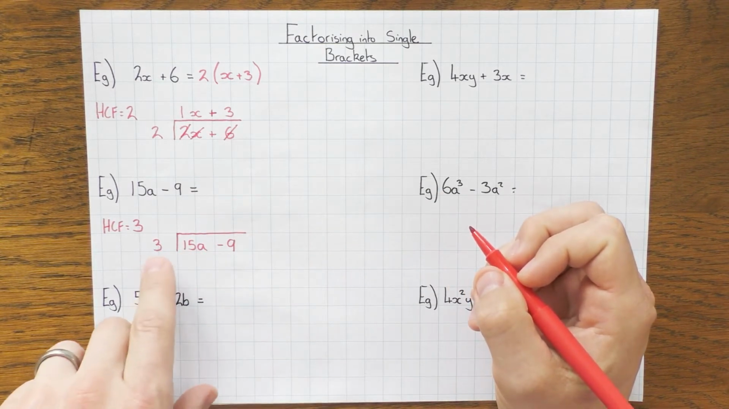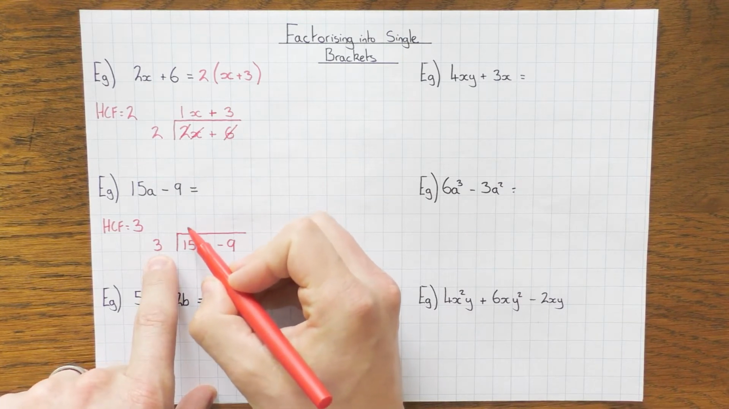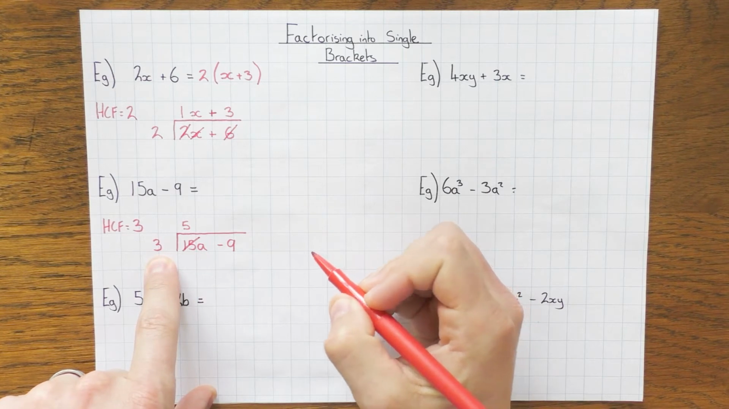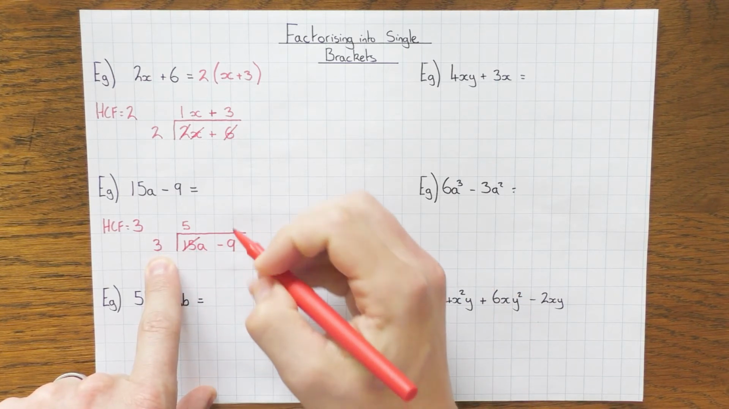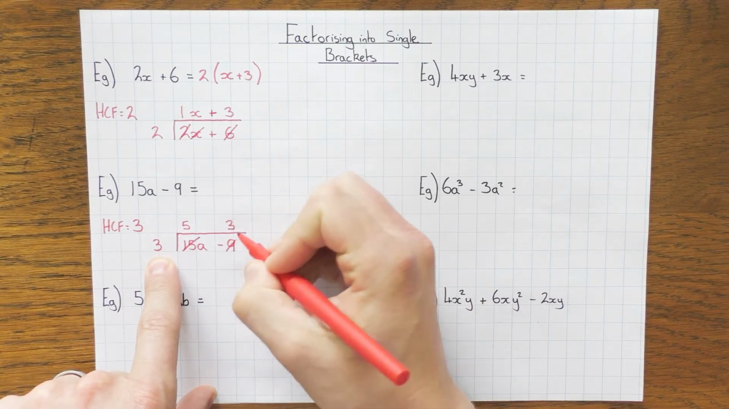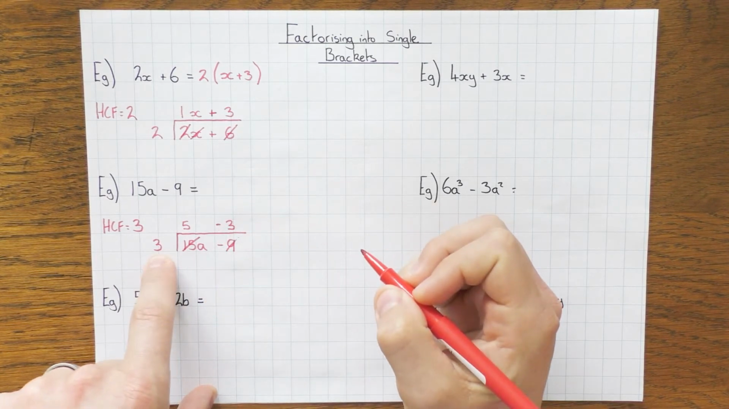Deal with the numbers then. 3 times by what gets me 15? Well, that's going to be 5, and then I've dealt with that 15. 3 times what gets me 9? Again, that's going to be 3, dealt with that, and of course we can put the minus up there.